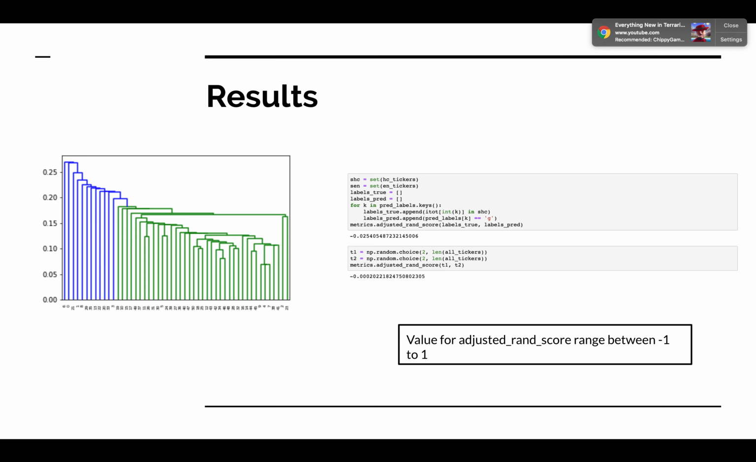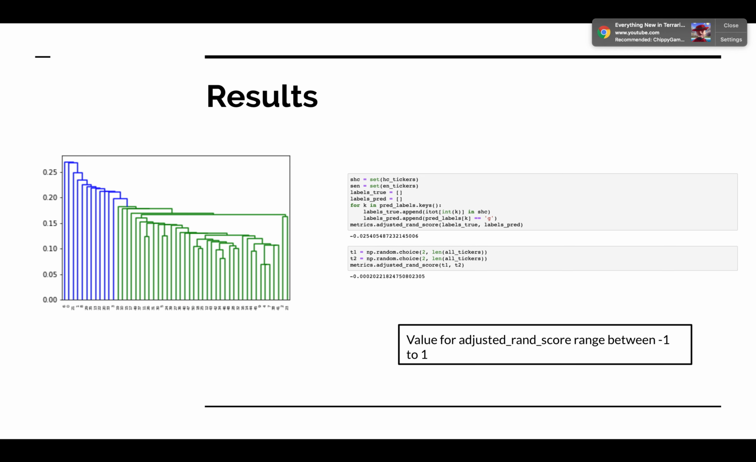So my results. On the left, you can see an example of the hierarchical clustering and how it splits up the set of stocks into two different clusters. If our algorithm performed as expected, then you would expect the green to consist entirely of healthcare or energy stocks, and the blue to consist entirely of the opposite. It turns out that our algorithm did not perform according to expectations. On the top, you can see that a value of negative 0.025 was achieved when comparing the clustering labels to the true labels of the sector.